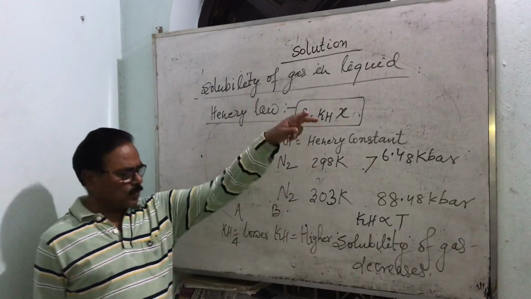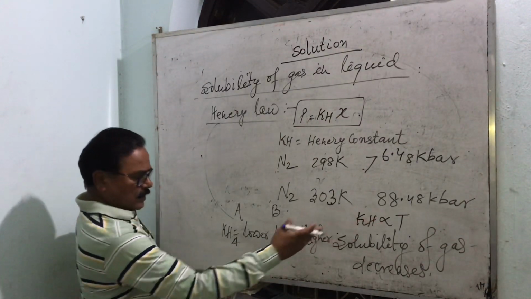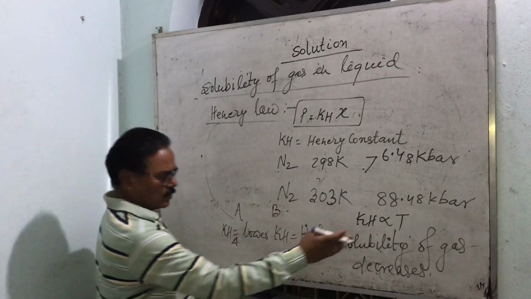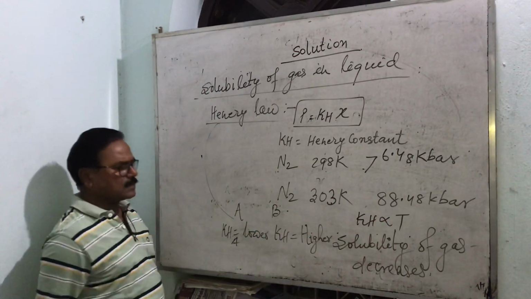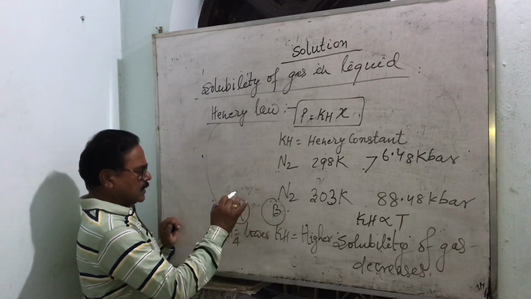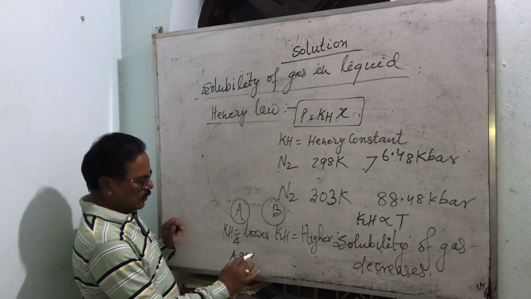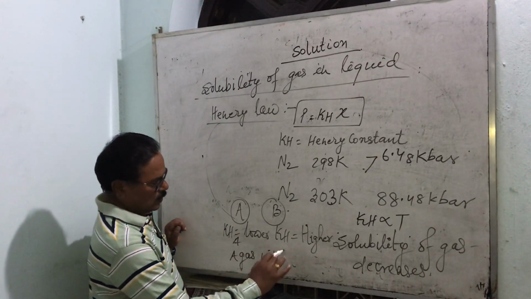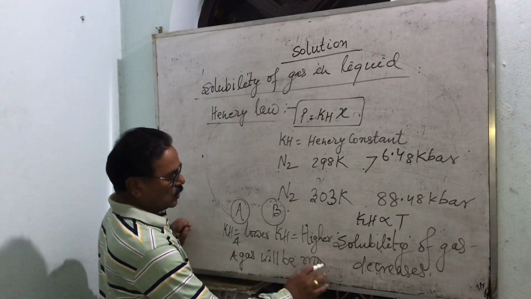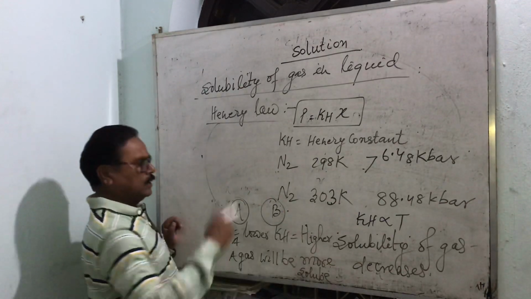So what will be our concept? As the Henry constant increases, the solubility of the gas decreases. So out of these A and B gases, which one will be more soluble? Gas A will be more soluble. This is the concept regarding the Henry constant.